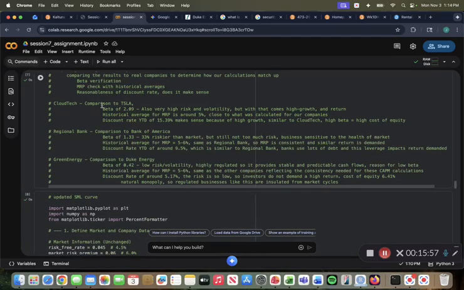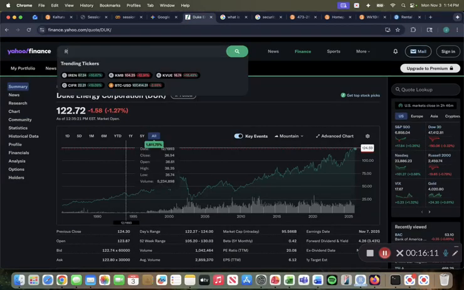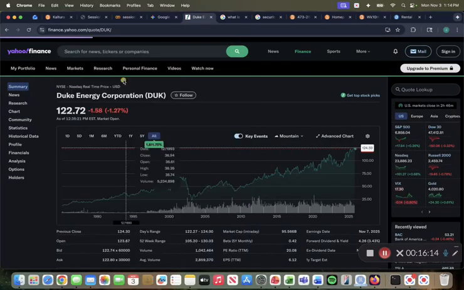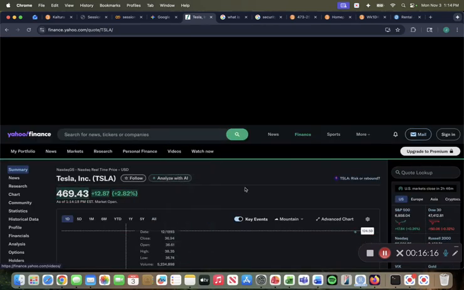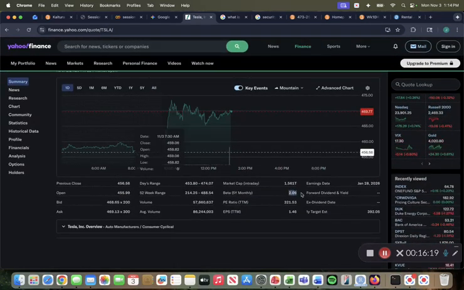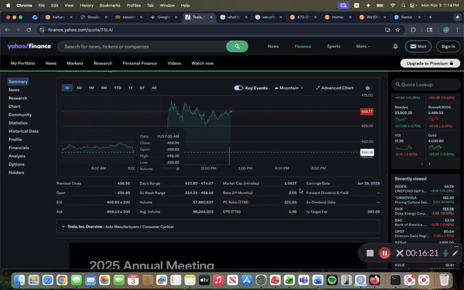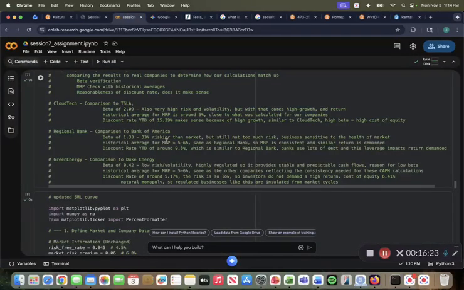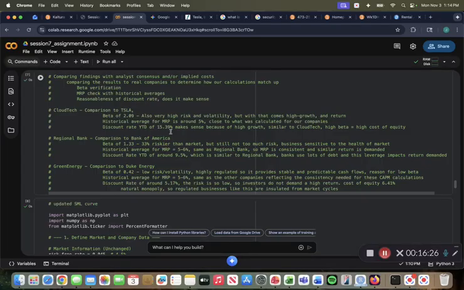So for cloud tech, what I did, I compared it to Tesla, being another high beta tech startup, not a startup at this point, I guess, but still a risky, volatile investment. As we can see here, looking at Tesla in Yahoo Finance, we get the beta of 2.09 down here, which, just like cloud tech, is very high risk and volatile, but with that comes the high growth and return.